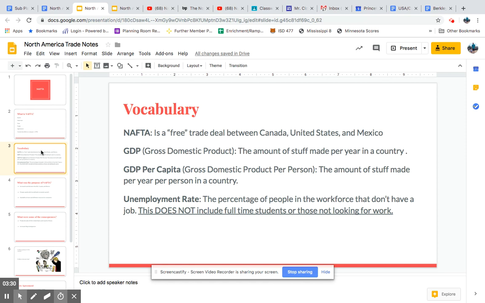Take a person where one spouse works a full-time job and makes a nice amount of money, and the other spouse stays home or doesn't work. They're not looking for work, they're not applying for jobs, they're not getting unemployment benefits. They also would not count in the unemployment rate. So unemployment rate is the percentage of people in the workforce that don't have a job. That means people who are actively seeking employment but just don't have a job.